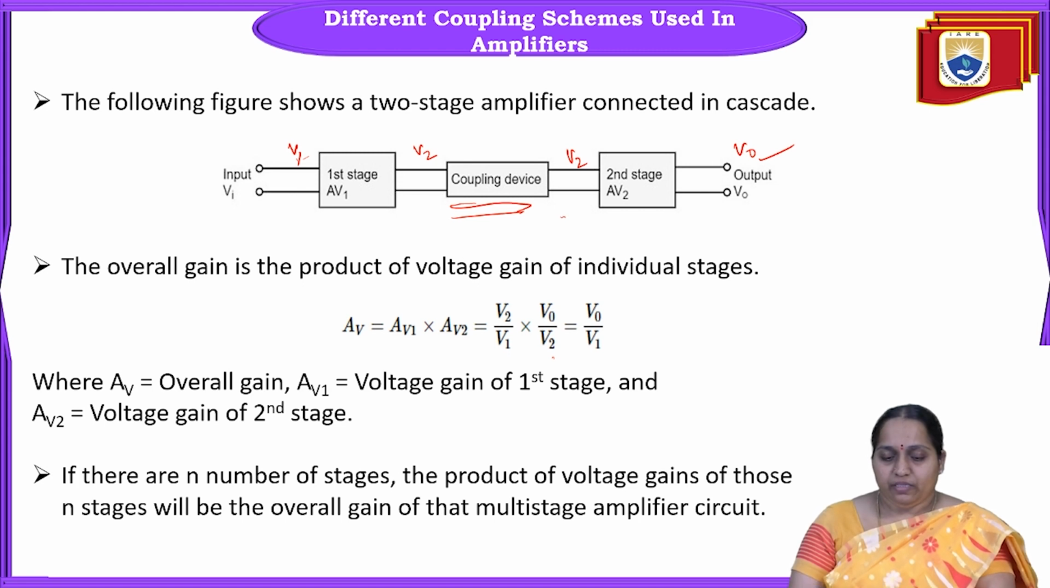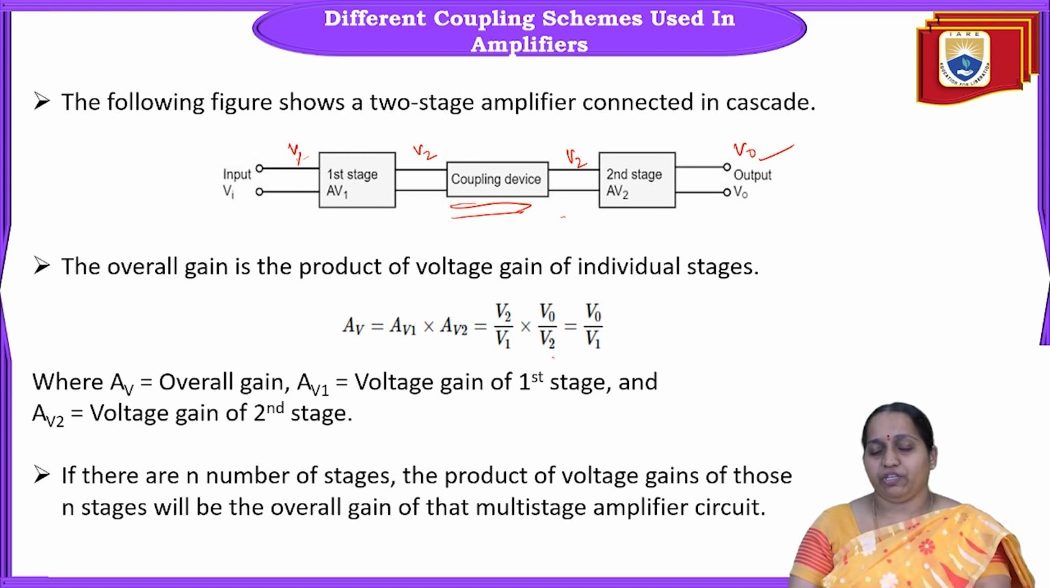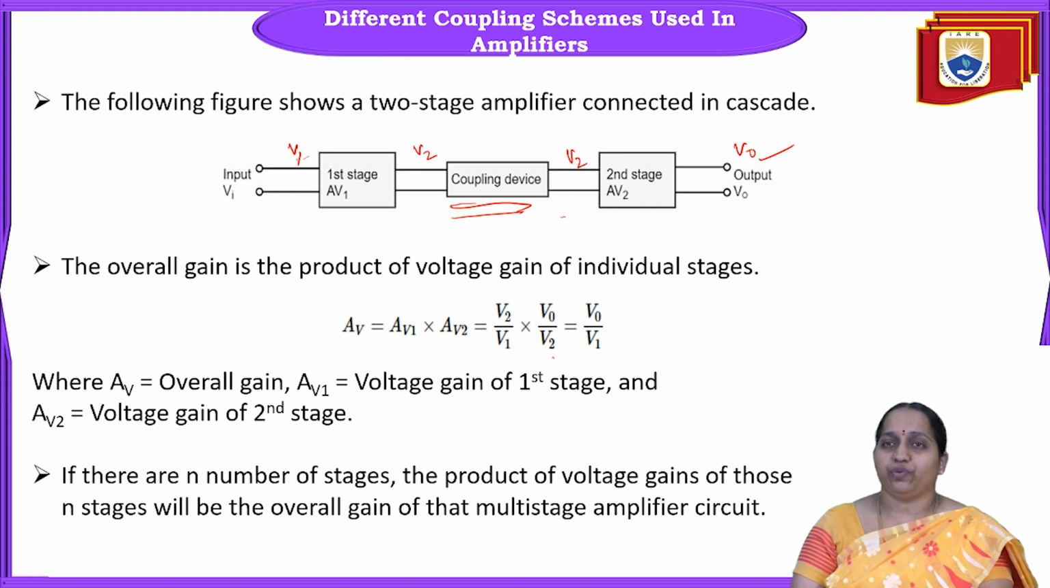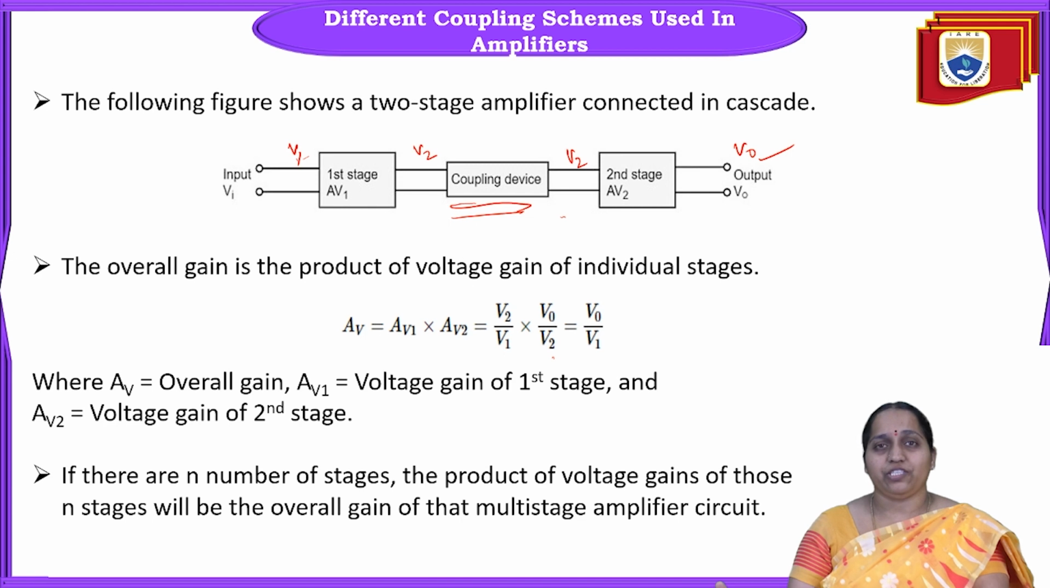Okay. So, here AV is the overall gain, AV1 is the voltage gain of the first stage and AV2 is the voltage gain of the second stage. Now, like this, if there are n number of stages, then the product of the voltage gains of those n stages will be the overall gain of the multi-stage amplifier circuit. So, in that case, AV equals AV1, AV2, AV3, AV4, and so on up to AVN. The product of the gains of the individual stages will be equal to the overall gain of the multi-stage amplifier.